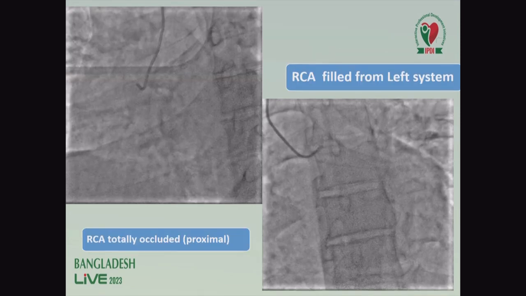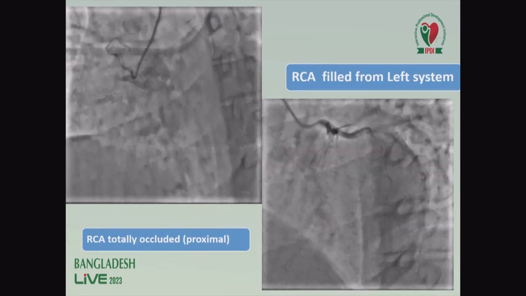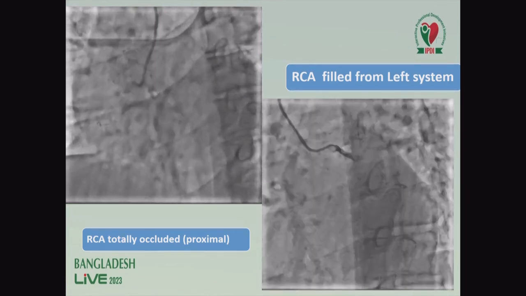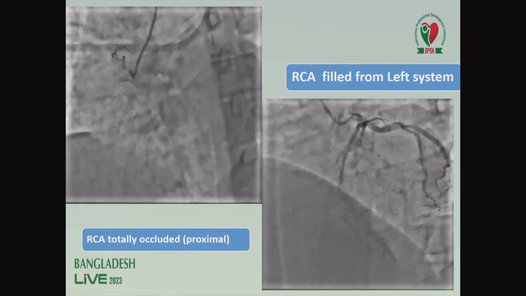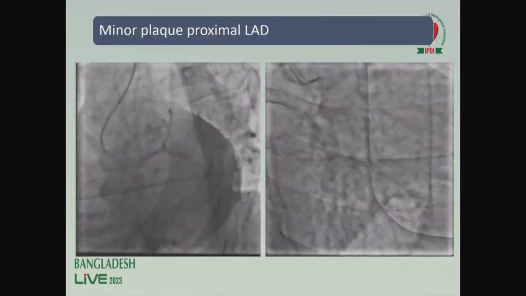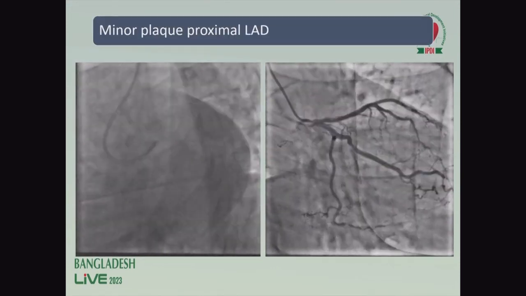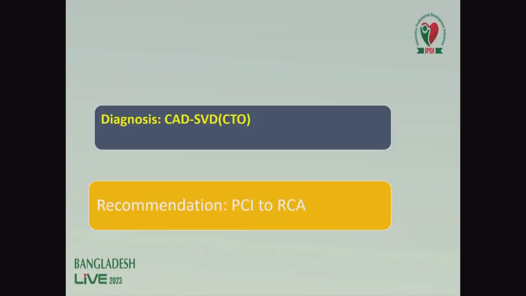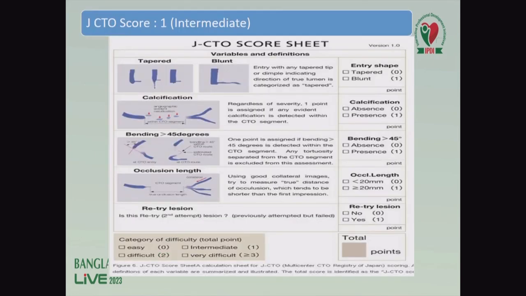Angiography was done, which revealed the RCA is totally occluded from its proximal segment, with retrograde filling from the left system. There is a minor plaque in the ostioproximal LAD, and otherwise normal. So our diagnosis is single vessel disease, and the recommendation was PCI to RCA. We did the JCTO score, and it was 1.